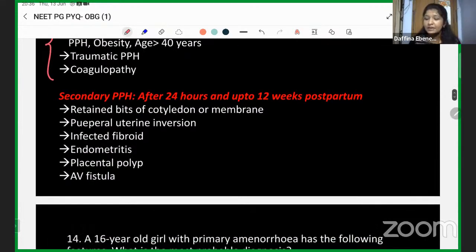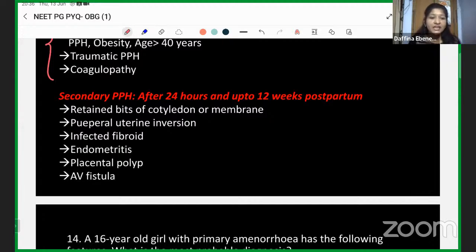Next, coming to secondary PPH. Secondary PPH is when it occurs after 24 hours and up to 12 weeks postpartum. So what can be the causes? Sometimes after vaginal delivery, if we are not adequately removing the placenta, and if there is some retained bits of cotyledons or membranes in that, that can retain inside, it can lead to puerperal sepsis and further predispose to secondary PPH. That is one reason.